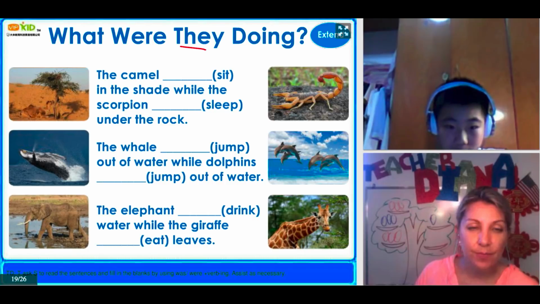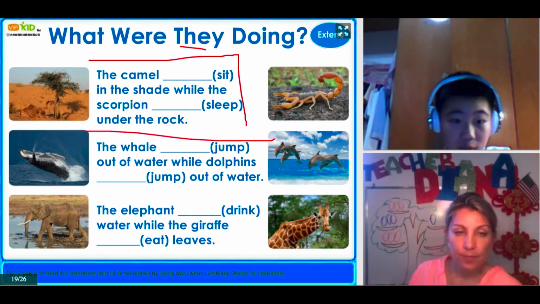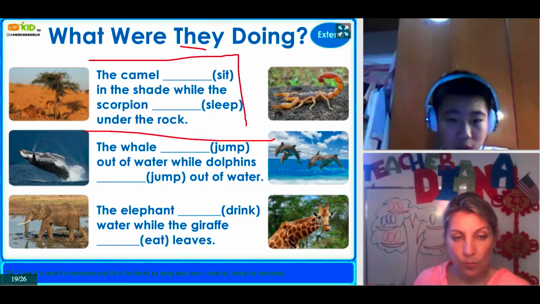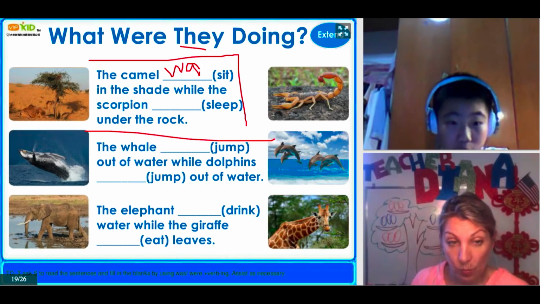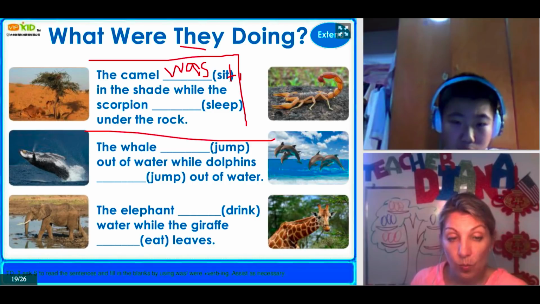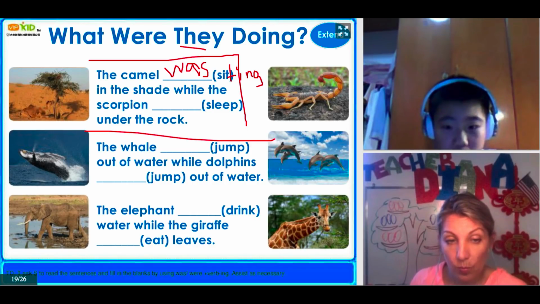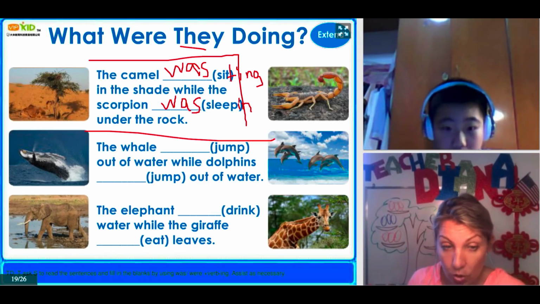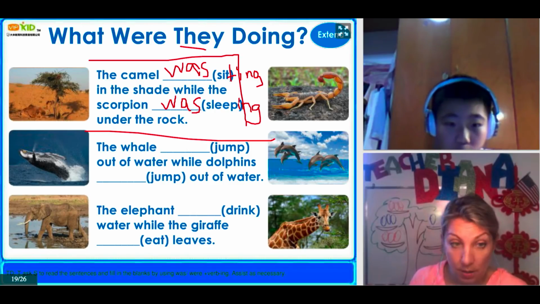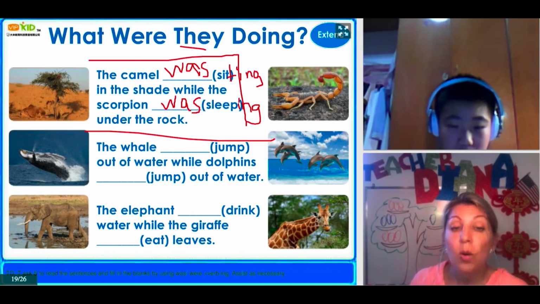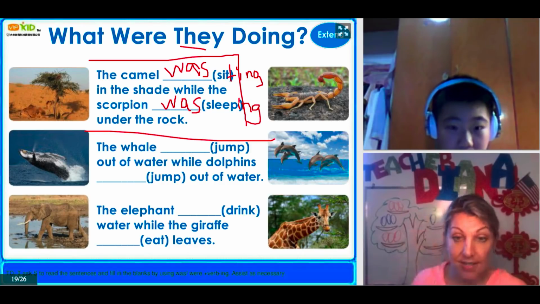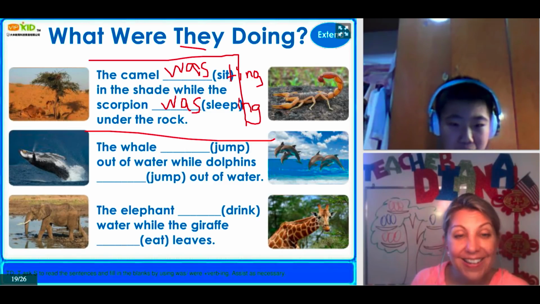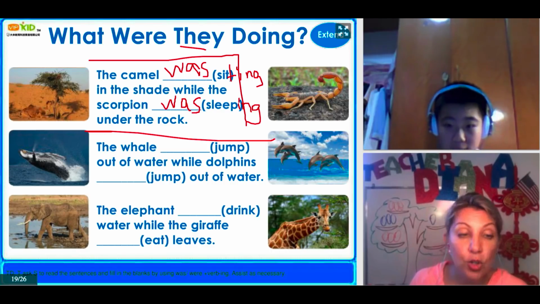Do this one. The camels sitting in the water while the scorpion sleeping under the rock. Almost. Oh, was, try again. The camel was sitting in the sand while the scorpion was sleeping under the rock. Good. Do that here.